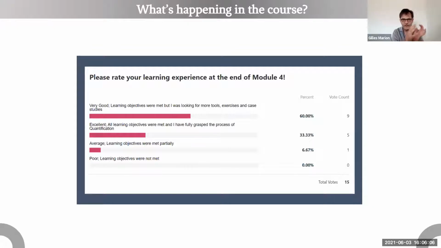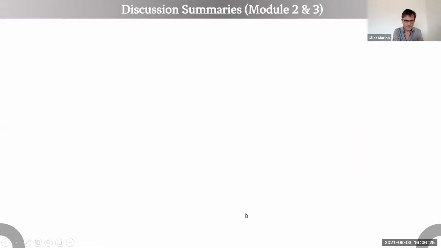And then you have one person who found it average, saying that the learning objectives were not met. So for us, it's very important to learn about that also, so that we can fine tune and try to adapt. Anything that would help us to better understand what we can do better would be great, and we'll act on that.